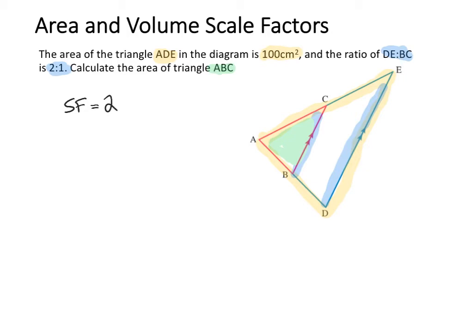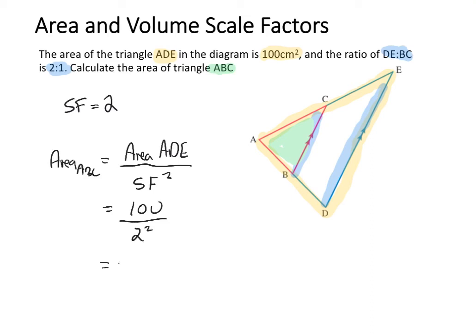And because I'm going from the enlarged or the bigger shape down to the smaller shape, instead of multiplying by the scale factor squared, I'm going to divide by the scale factor squared. So the area of ABC is equal to the area of ADE divided by the scale factor squared. So that equals 100 divided by 2 squared, which equals 25 centimeters squared. So the area of the smaller triangle ABC is equal to 25 centimeters squared when the scale factor is 2, and the area of the larger triangle is 100 centimeters squared.